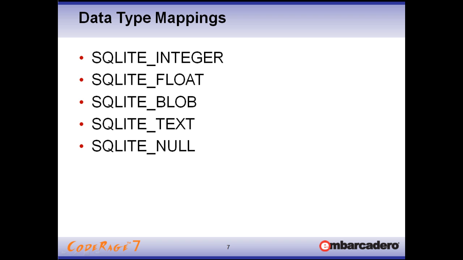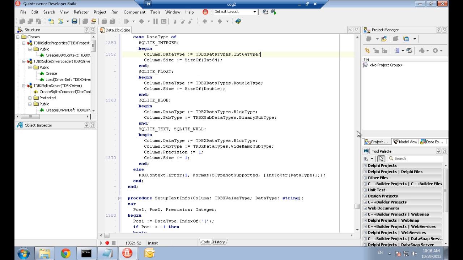These are the data types that SQLite supports. There's SQLite integer, SQLite float, SQLite blob, SQLite text, and SQLite null. SQLite null will be there when there are no records in the table. Here are mappings for those data types. We map SQLite integer to the Int64 type. We map the SQLite float to the double type. We map a blob to a blob binary. We map SQLite text and SQLite null to blob wide memo.